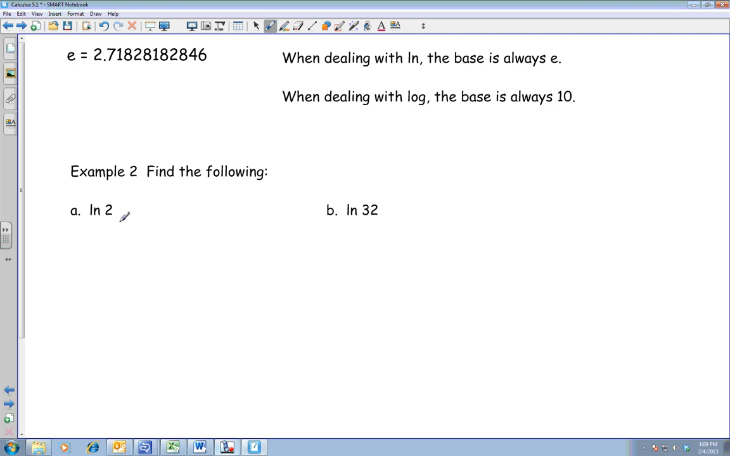You have your natural log button on the left-hand side. Natural log of 2 is 0.693. We'll always go 3 decimal places. Part B, the natural log of 32, when I plug that in, I get 3.466. Now here's the thing.